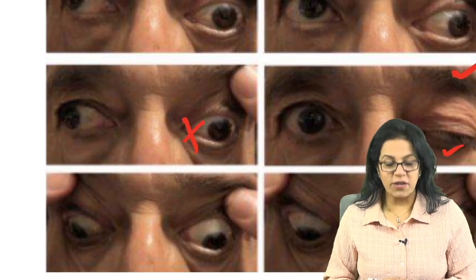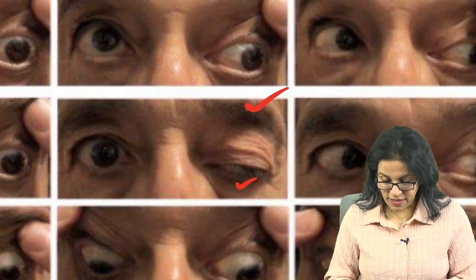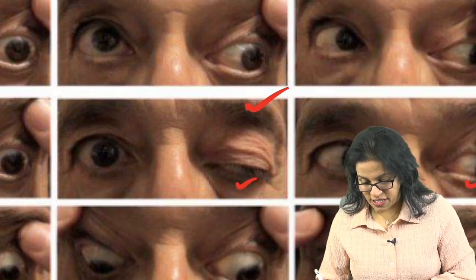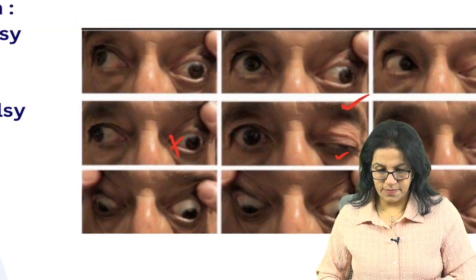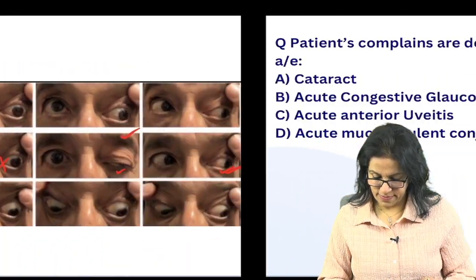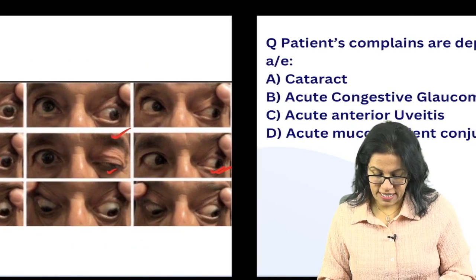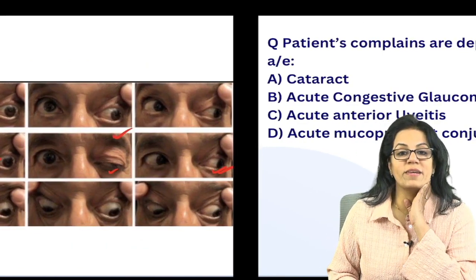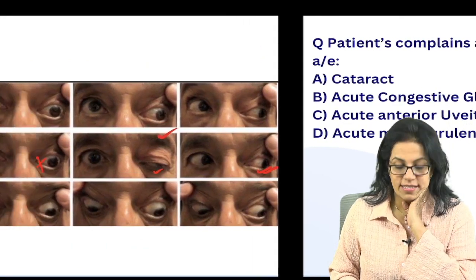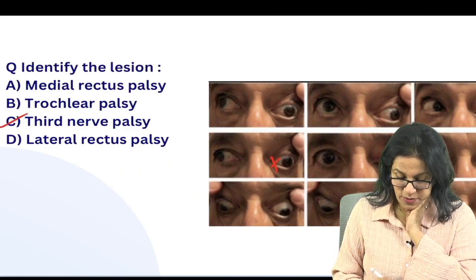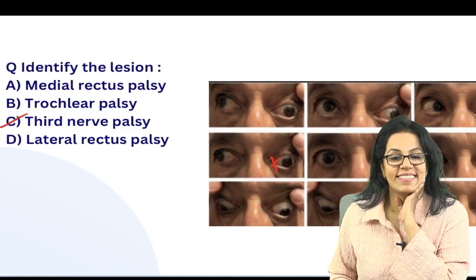Look at this dextroversion. What is happening? There is a defective adduction here. It cannot adduct. But when we talk about levoversion, here the abduction is normal, right? Here the abduction, now you can see, is normal. So this is the third nerve palsy. So here we are going to answer third nerve palsy.